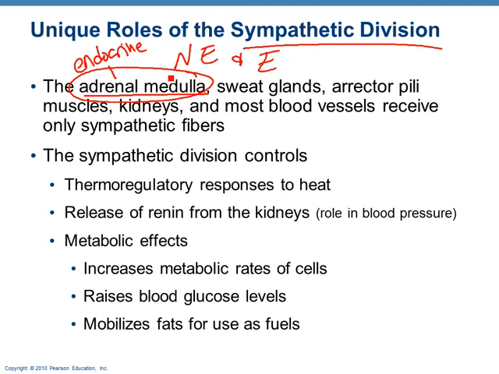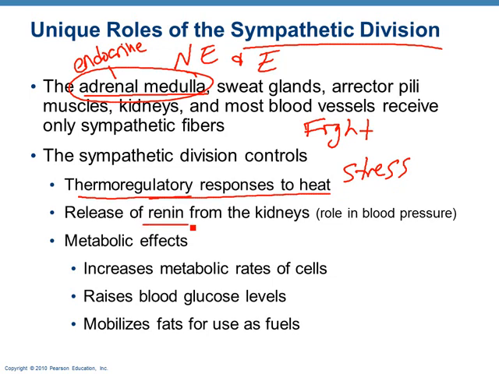All right. Other times besides fight or flight that you see this is in response to heat. Okay? If you're hot, that's a stressful situation, right? I mean, you're putting your body under duress, under stress. And so thermoregulation is a response to heat or stress. Okay? It plays a role in the release of renin, and renin is a chemical which basically leads to the increase in blood pressure. Okay? It helps regulate blood pressure.